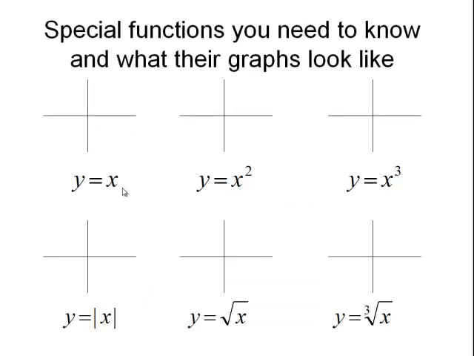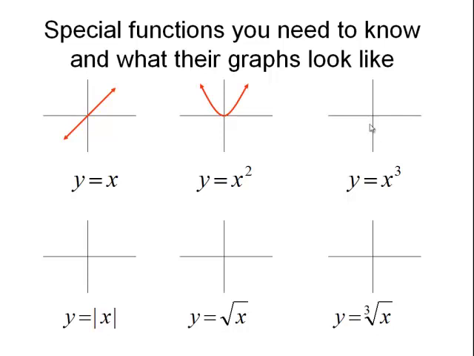Okay, y equals x. That's going to be a line, and it crosses at 0, 0. So we know we have 0, 0, and it goes at 45 degrees. It's just a line going that direction. It's a line. Okay, x squared, again, touches 0, 0, and it's U-shaped, and 0, 0 is where it touches.